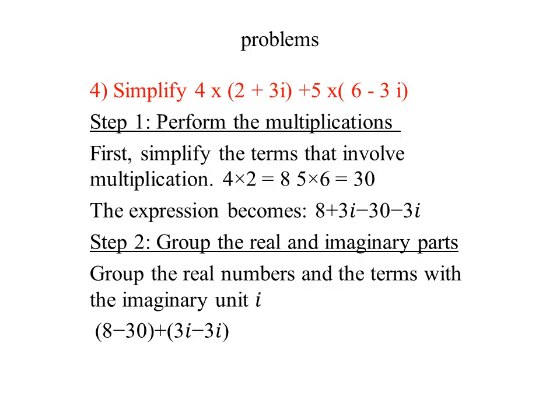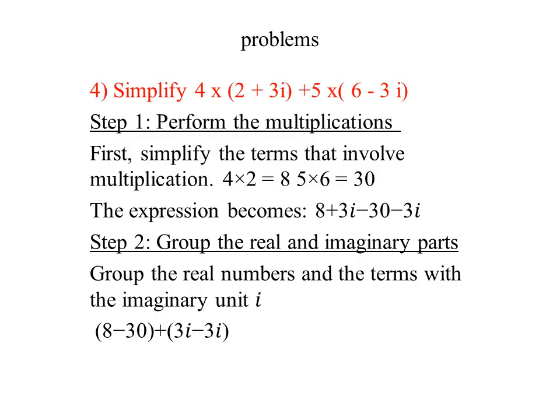Welcome to the fourth problem, that is 4 into 2 plus 3i minus 5 into 6 minus 3i. Here we have to perform multiplications. First we simplify the terms to solve the multiplication, that is 4 into 2, that is 8, and 5 into 6, that is equal to 30.